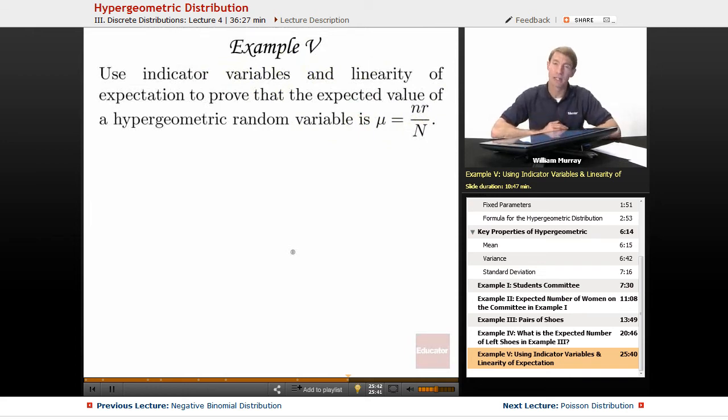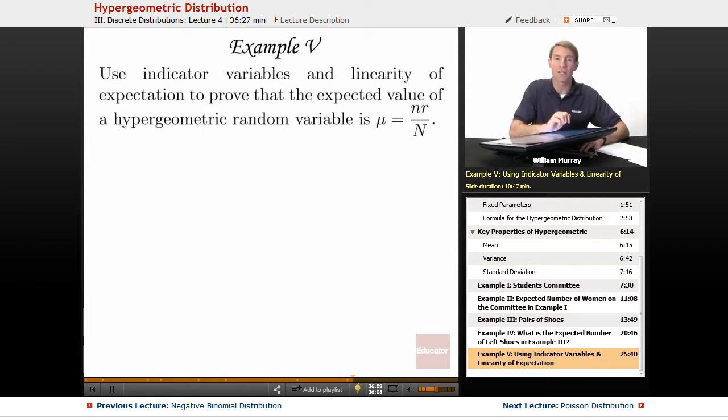Example 5 here is a little more theoretical. It's asking us to use indicator variables and linearity of expectation to prove that the expected value of a hypergeometric random variable is little n times little r over capital N. So this one's a little more theoretical. We're going to prove this value, so we can't just quote it from the earlier slide. Let me show you how this works out.